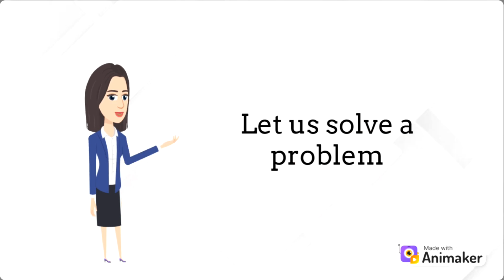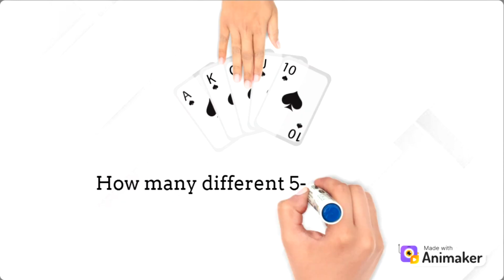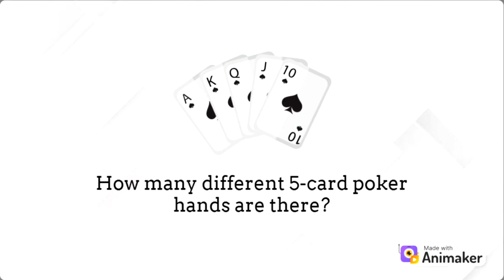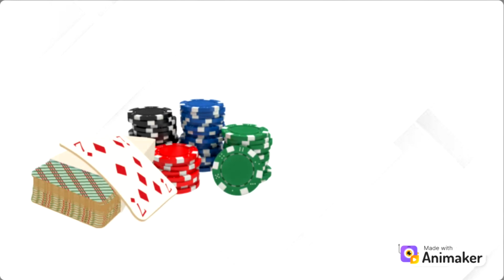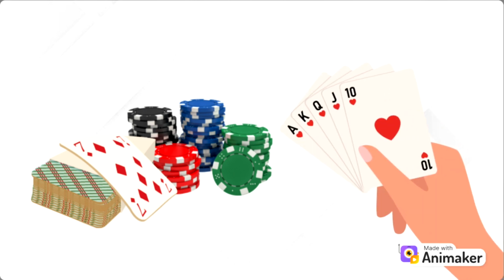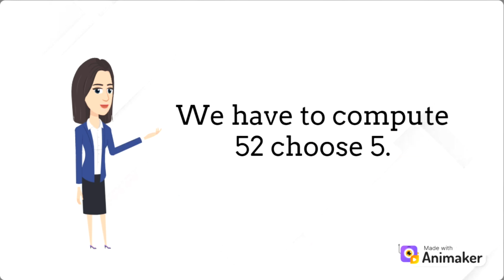To understand this better, let us try to solve a problem. How many different 5-card poker hands are there? Well, we need to know that there are exactly 52 cards, not counting jokers, in a standard poker deck. Once the cards are in your hand, it doesn't matter what order you put them in. So this is exactly the right kind of problem for binomial coefficients. We have to compute 52 choose 5.